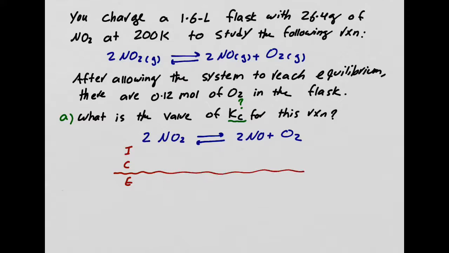You go, okay, they're asking for the equilibrium constant. Maybe I don't know where to go, but I want to put the ICE table down. Then I know where to go. So initial, change, and at equilibrium. At the beginning, what do you have? You have a 1.6 liter flask with 26.4 grams of NO2.